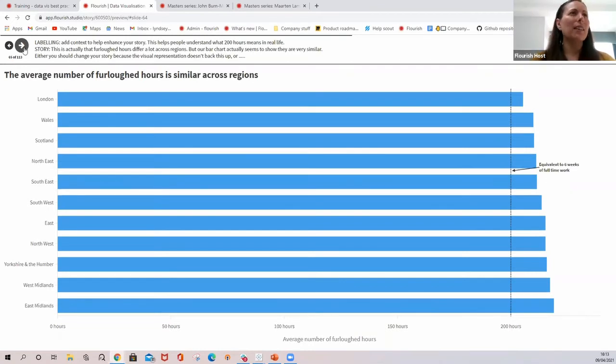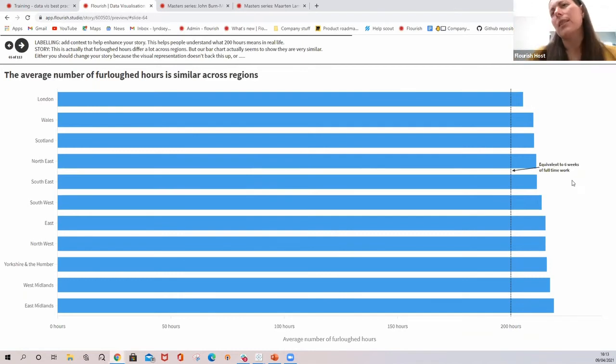So we've got labels as our categorical titles, but adding labels, reference lines, things that enhance your story or give context to your story can be really helpful. So here we've marked out 200 hours. What does 200 furlough hours really mean? How do we make this meaningful to someone? How do we put it in context of how many hours you normally work? And so here we just put this in as a nice way of framing the numbers and giving it context.